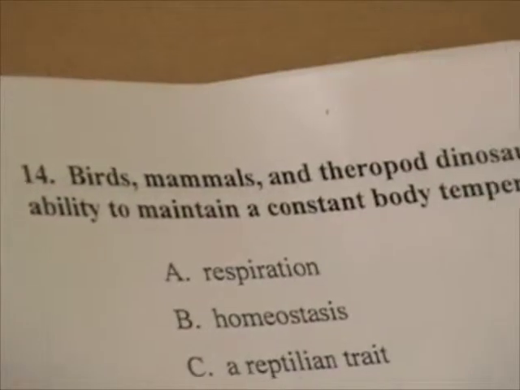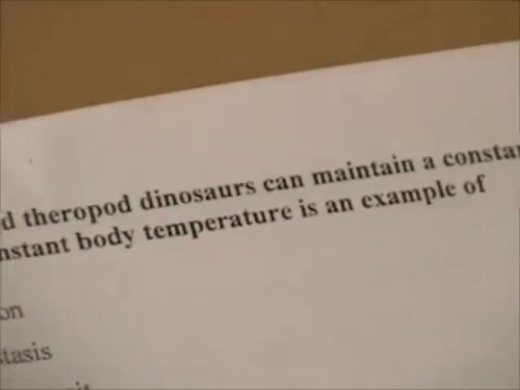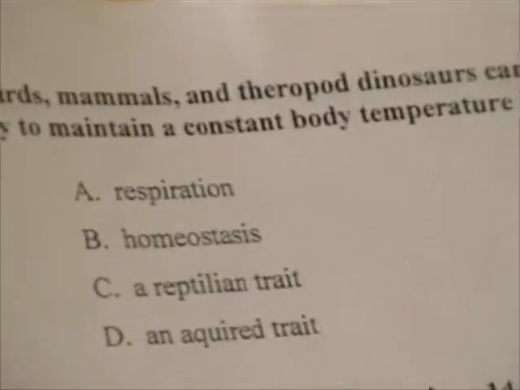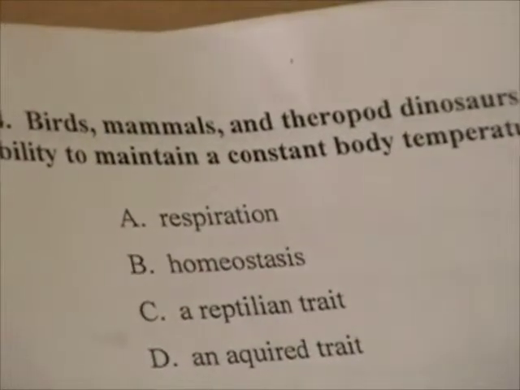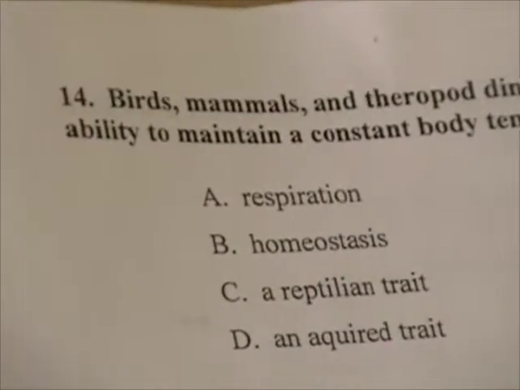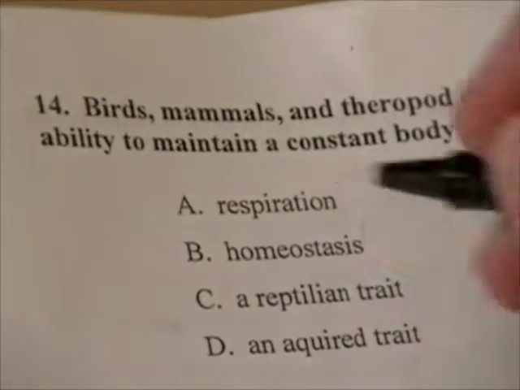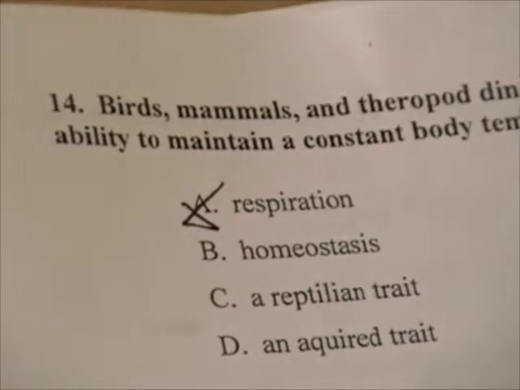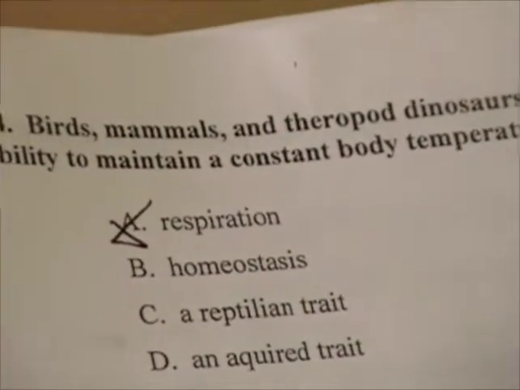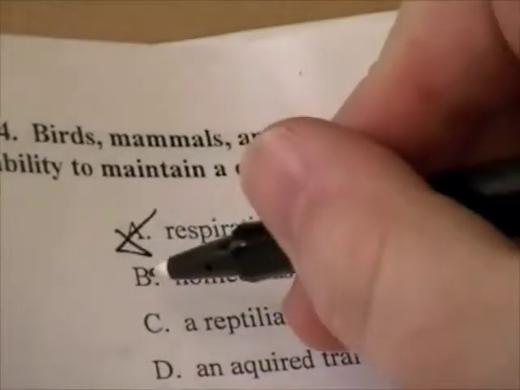Okay, number 14. Birds and mammals and theropod dinosaurs can maintain a constant body temperature. The ability to maintain a constant body temperature is an example of. Okay, maintaining a constant body temperature. Let's go through these and see what we think. A, respiration. That's breathing. That doesn't really have a lot to do with body temperature, so we're going to skip that out. Homeostasis. Well, that means maintaining a balance in the body. If you want to maintain a constant temperature and have it be in balance, it could be B.